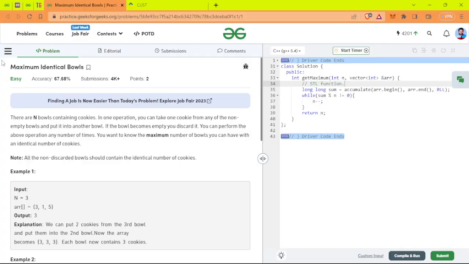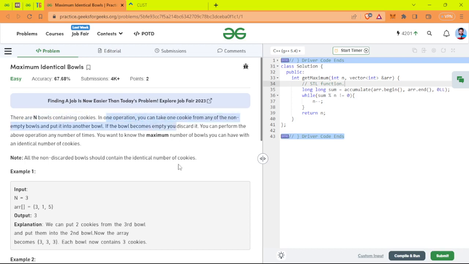Hello guys, so today we will be discussing the GFG POTD, that is maximum identical balls. So it is an easy level problem. The question is given as that we are having n balls containing cookies.